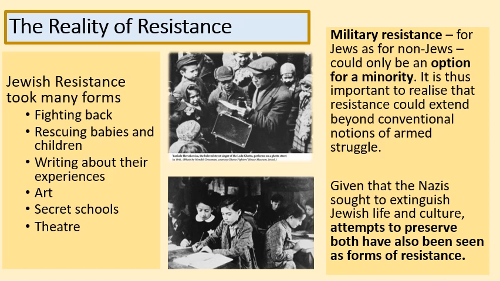And given that what the Nazis really wanted to do was to extinguish, which means to stop, to put out. If you extinguish a fire, you're putting it out. So they really wanted to extinguish Jewish life and culture. So attempts to try and preserve that are seen as a form of resistance. So, for example, the theatre, the secret schools. Just trying to preserve regular life is a way of fighting back.